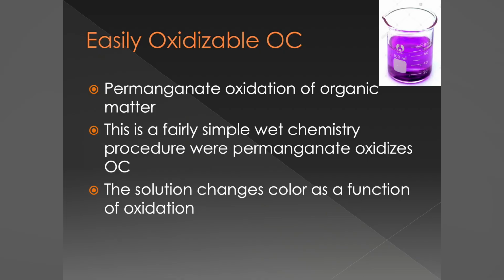The current method of choice is this easily oxidizable organic carbon, or permanganate oxidized organic matter. Permanganate is an oxidizing agent that turns color depending on the oxidative state of the solution. So it's a real simple deal. It's a simple wet chemistry analysis followed by a colorimetric analysis of the color of that liquid. Permanganate oxidizes the organic carbon and the solution changes colors, and that's why they like it, because it's cheap and simple.